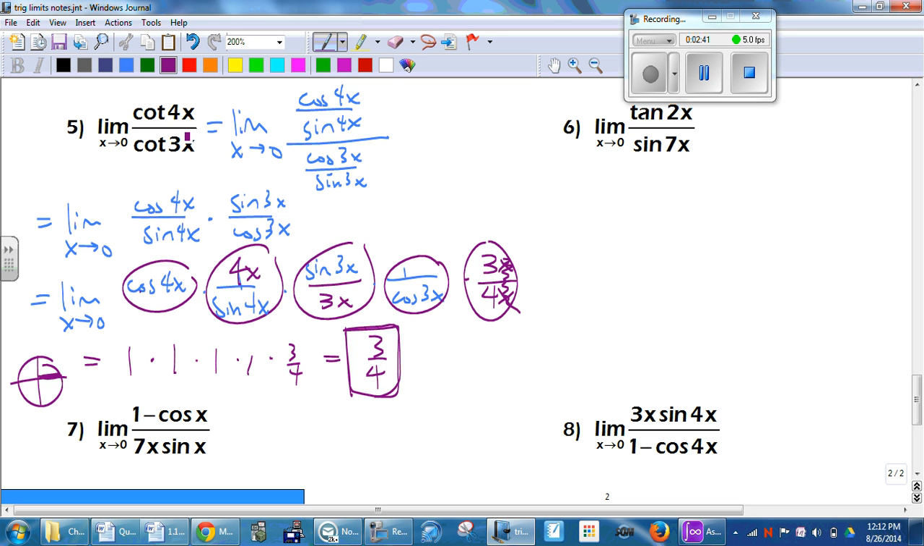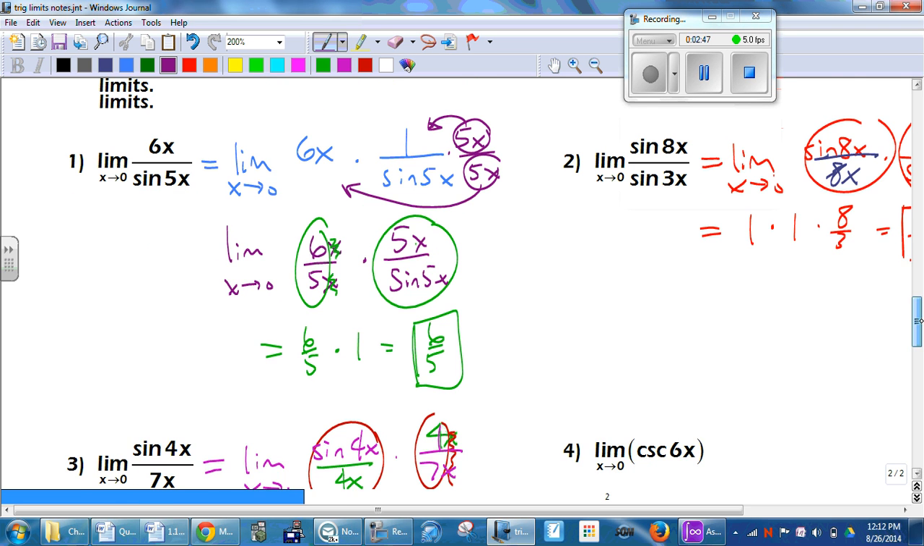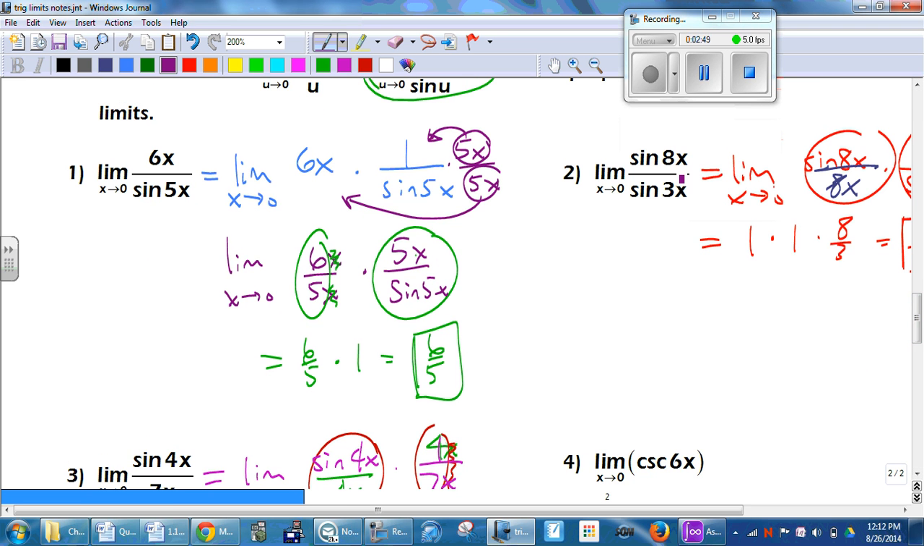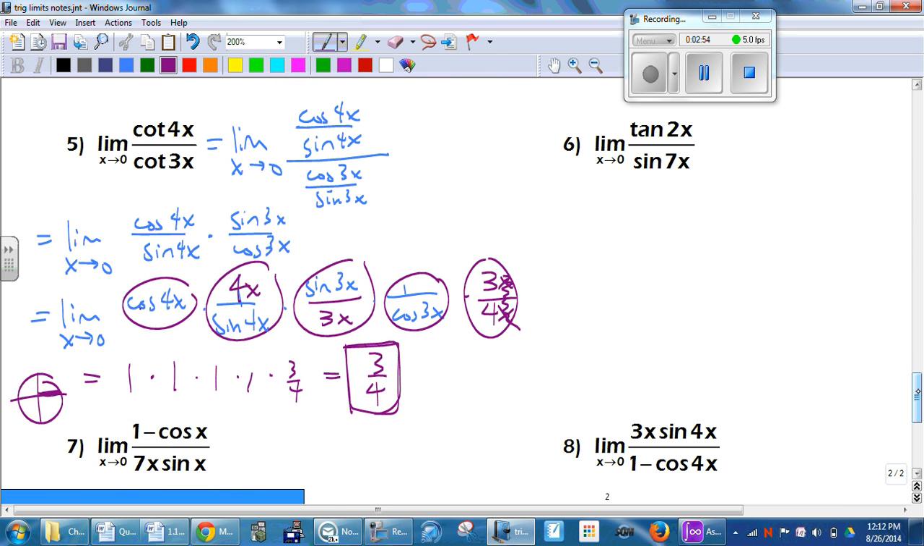Notice, you may have seen a pattern on the earlier problems. 4 over 7, we got 4/7. 6 over 5, we got 6/5. 8 over 3, got 8/3. But when we throw in cotangents, this may change things up a bit. So don't automatically assume that's going to be your answer.